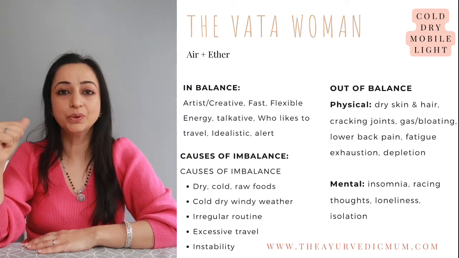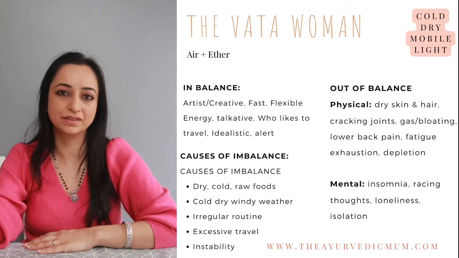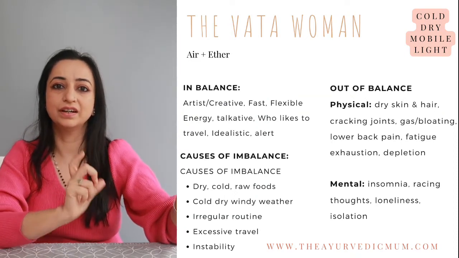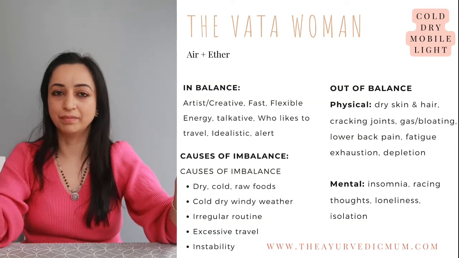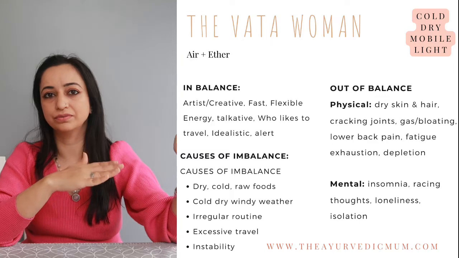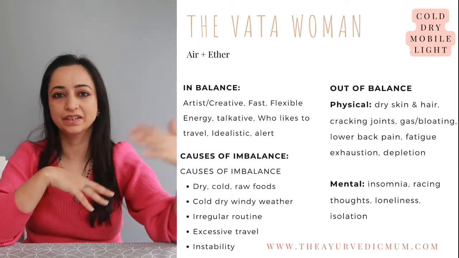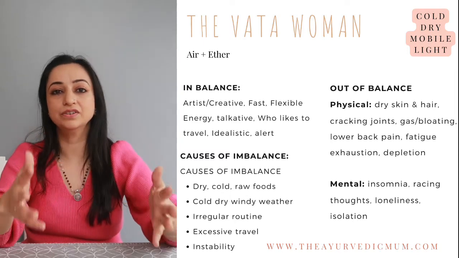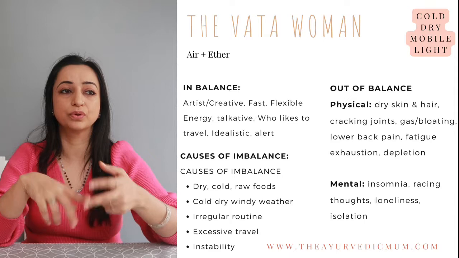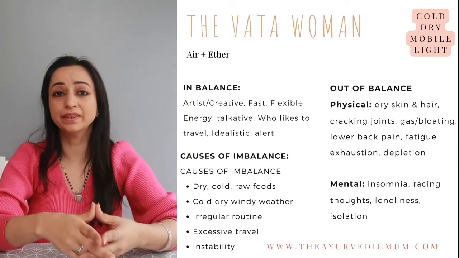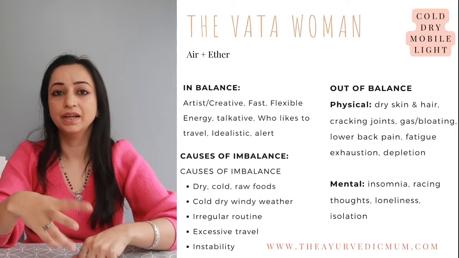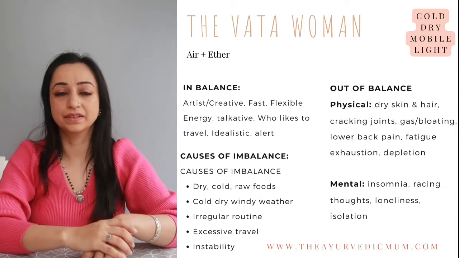And so they are the most prone to be imbalanced because of these very light and subtle elements of air and ether. They are the most susceptible to get imbalanced. And so the causes of imbalance are if you increase the qualities of cold, dry, mobile and light. So anything dry, cold, like dry fruits, raw foods, uncooked foods or cold foods will increase vata. Even the weather, cold and dry weather, especially winter and autumn, may with the increase in cold imbalance vata.